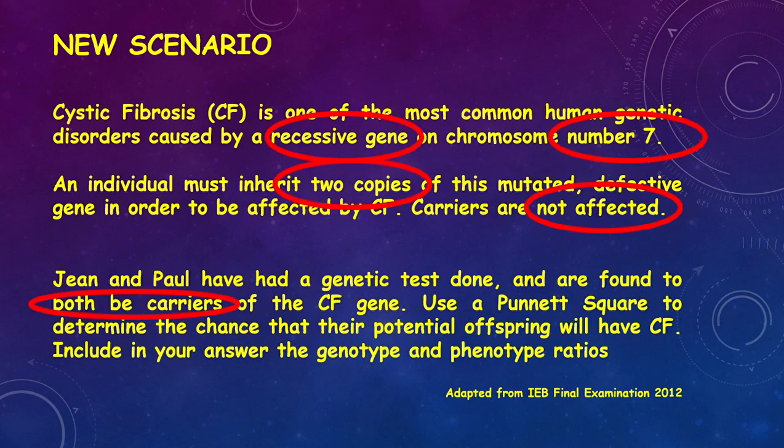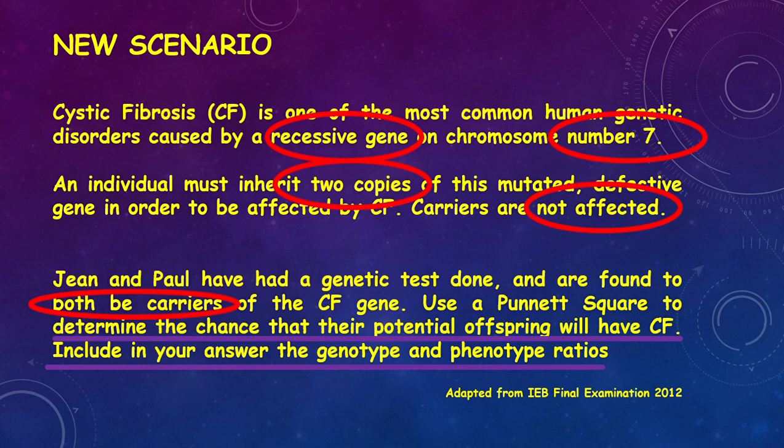And then relating to the actual question itself, what must I provide for the marks of this question? The percentage chance that the offspring will have cystic fibrosis, and then the genotype and phenotype ratio. Okay, so you should have taken out all that information to help you answer this question. If you want to try this by yourself, quickly pause the video and try it yourself quickly. But otherwise, I'm going to show you how I did the answer.